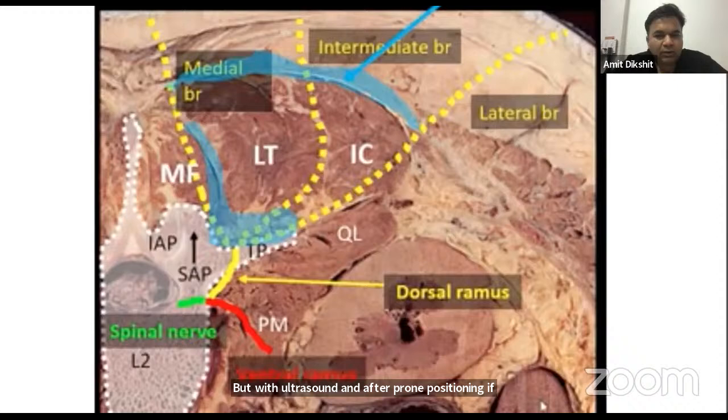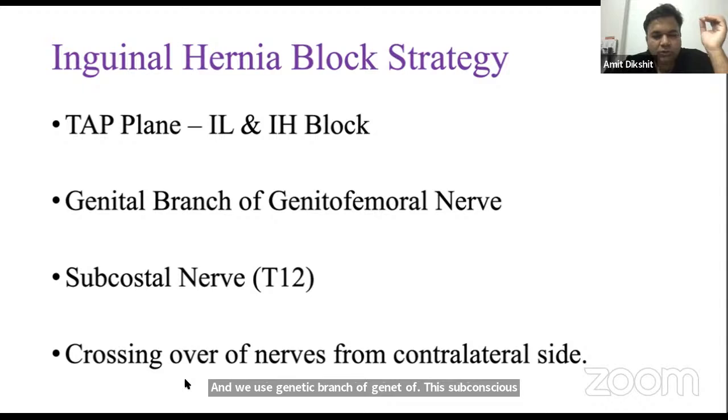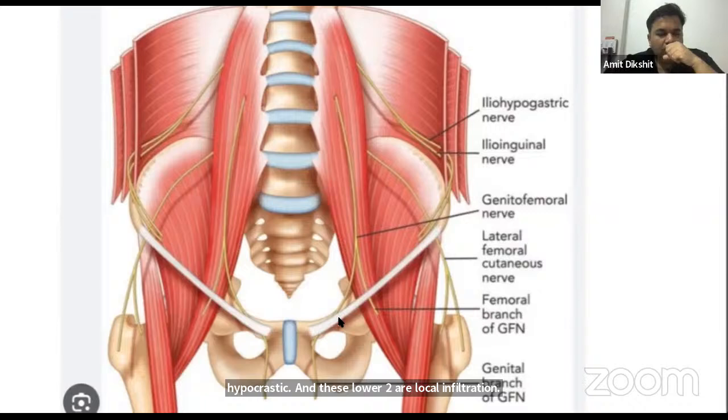So as I was mentioning about the inguinal hernia surgery blocks, what is the recipe? We use the ilioinguinal iliohypogastric block, and we use the genital branch of genitofemoral nerve block. The subcostal nerve block is local infiltration, and also the crossing over of nerves from the contralateral side is also local infiltration. So we have already covered ilioinguinal iliohypogastric, and these lower two are local infiltration. So I'll just explain. For inguinal hernia, I'll be blocking ilioinguinal iliohypogastric at the ASIS. We'll open up that TAP plane with around 20 mL of local anesthetic. And then this is the genitofemoral nerve. It divides into the femoral branch and genital branch of the genitofemoral nerve.